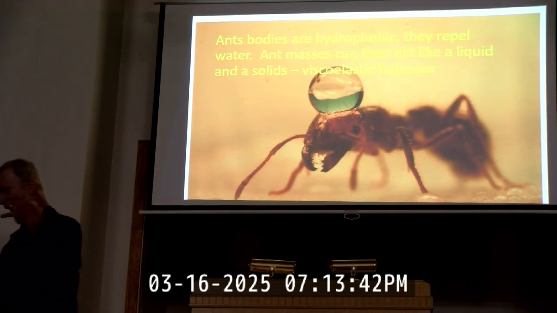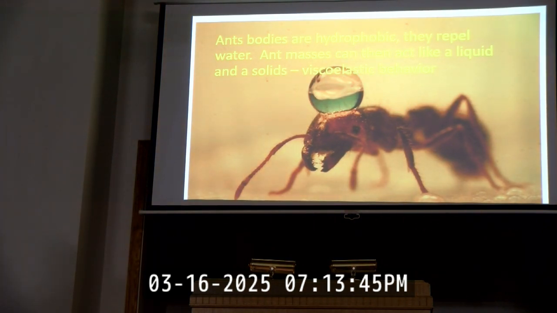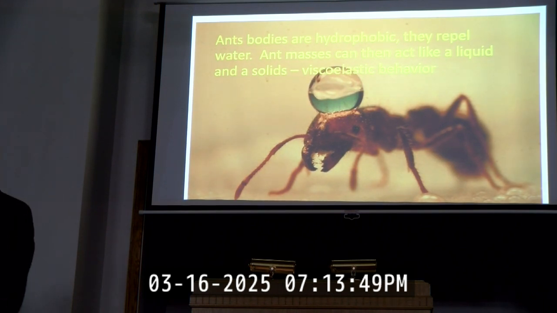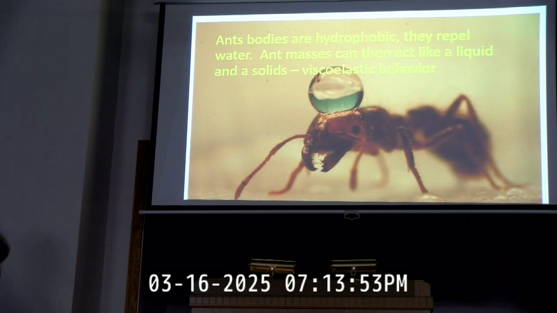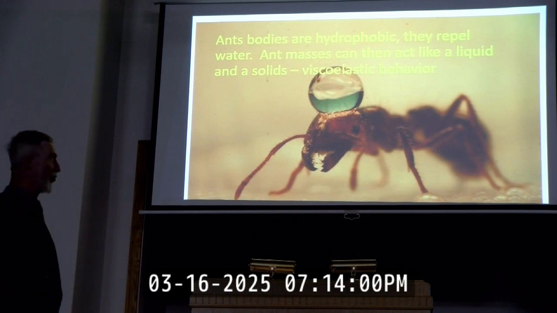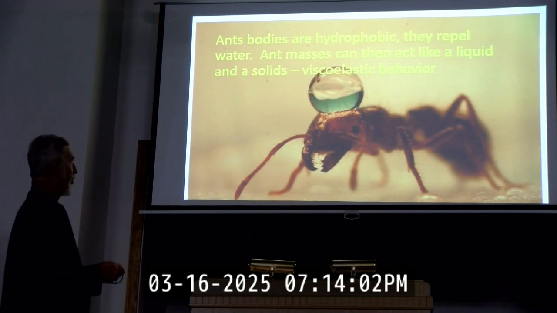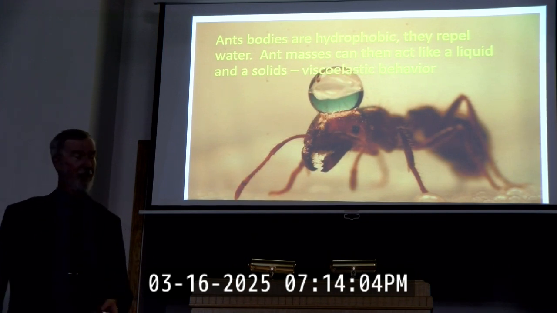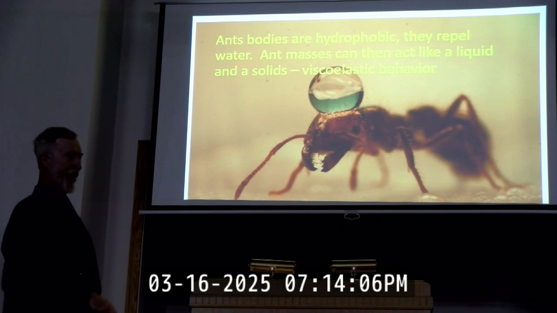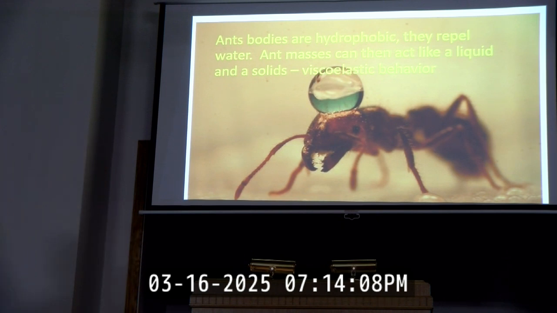Ants' exoskeleton, that's the outer part of their bodies, is hydrophobic. We know what a phobia is, something we're scared of. Okay, hydro, water. Being scared of water. Now, that doesn't mean they're scared of water. That means that they repel water. Their skin literally repels water. This is called viscoelastic behavior, because the ants' bodies can act like a liquid and a solid.